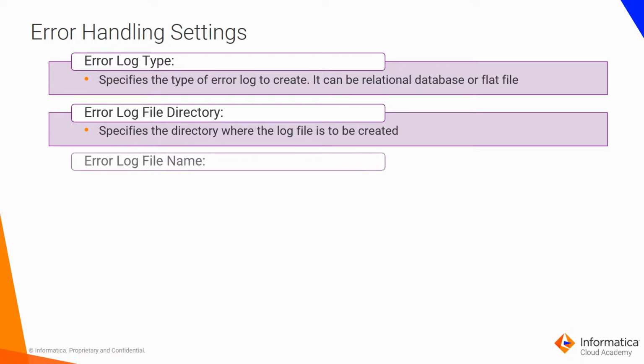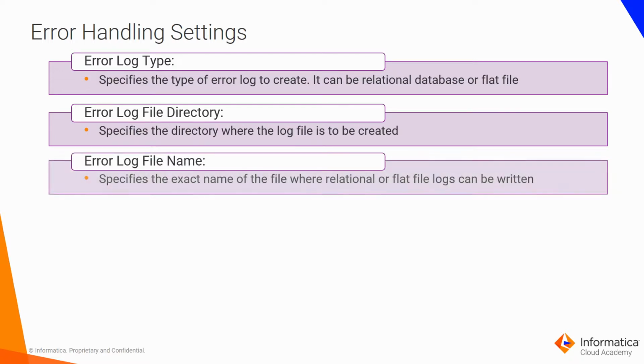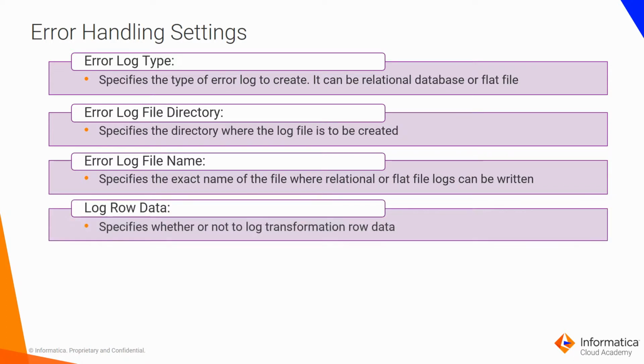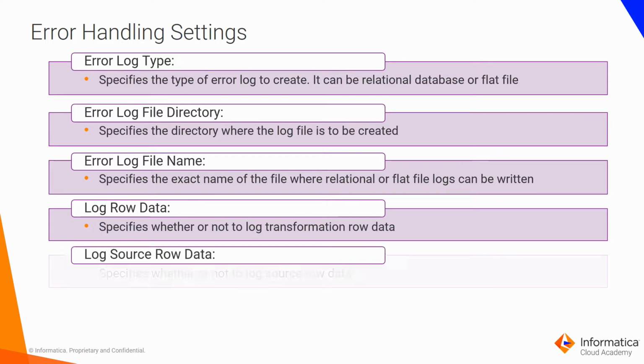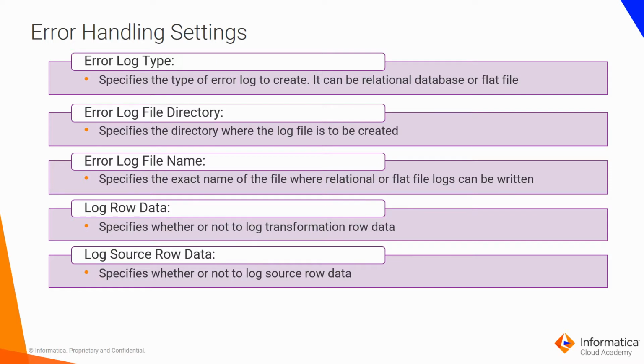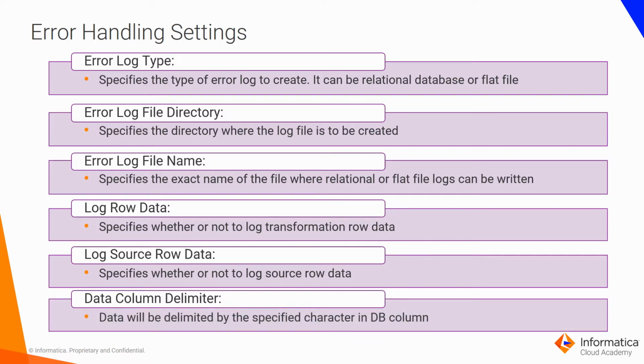Error log file name specifies the exact name of the file where relational or flat file logs can be written. Log row data specifies whether or not to log the transformation row data in the error log file. Log source row data specifies whether or not to log source row data in the error log file. Data column delimiter: if the setting is on, data will be delimited by the specified character in the DB column.